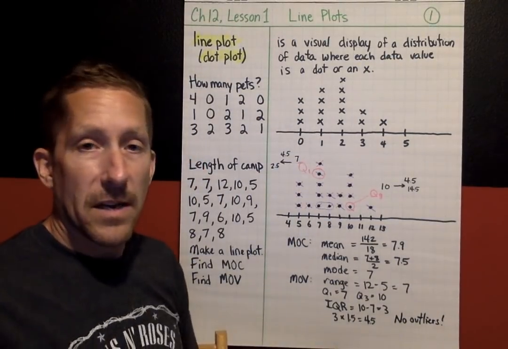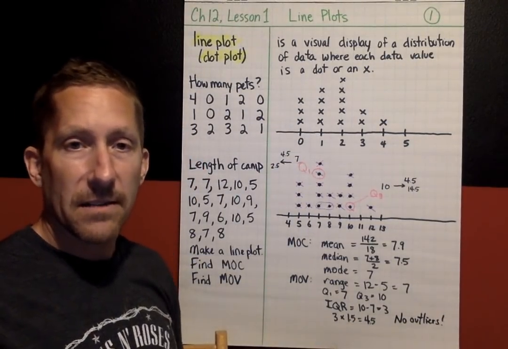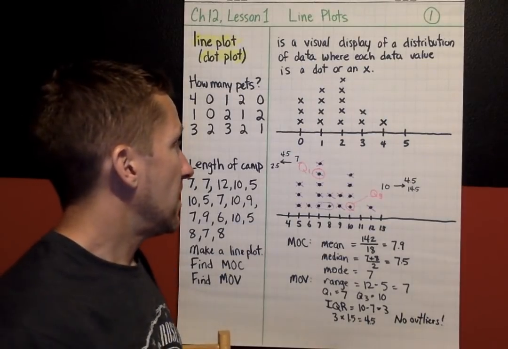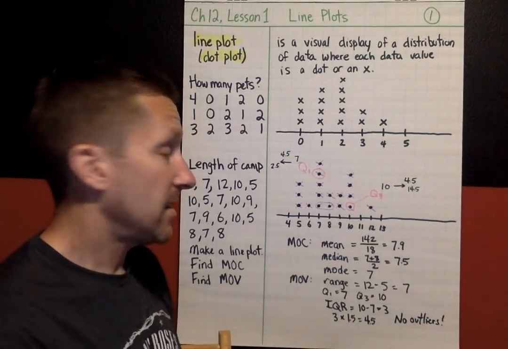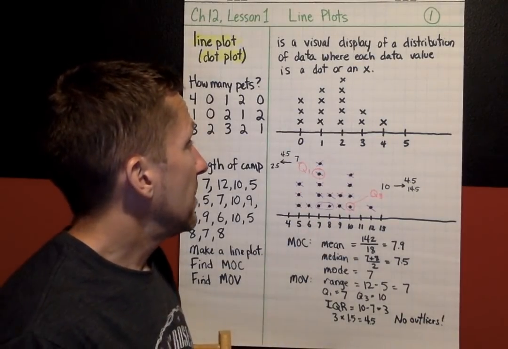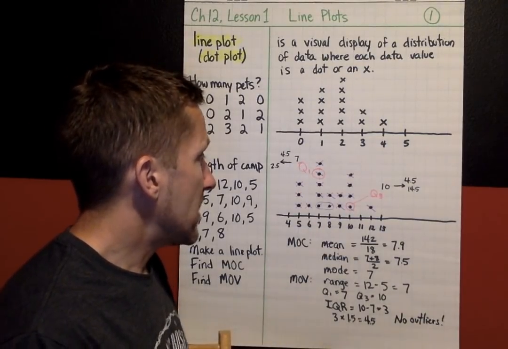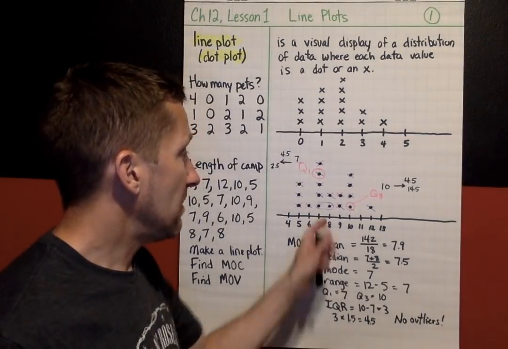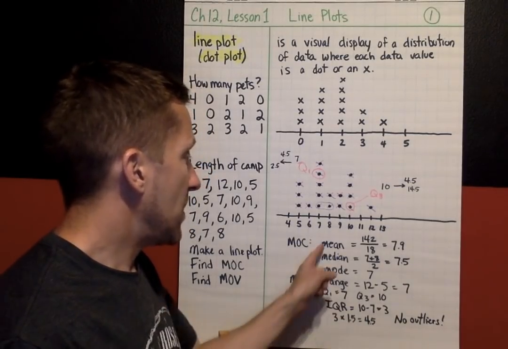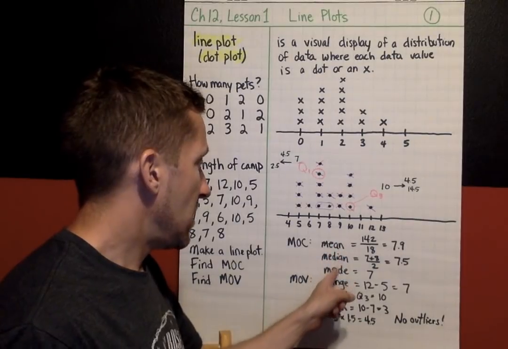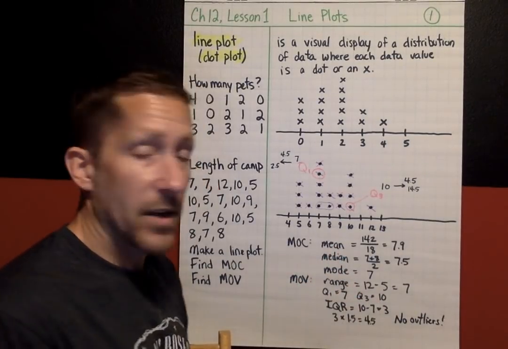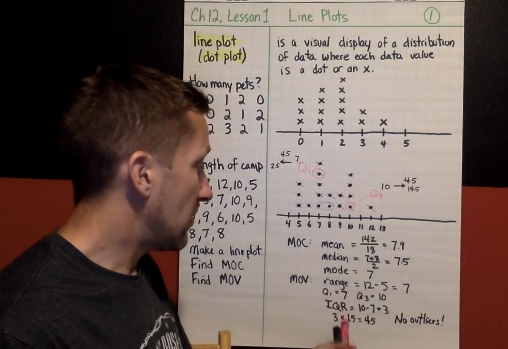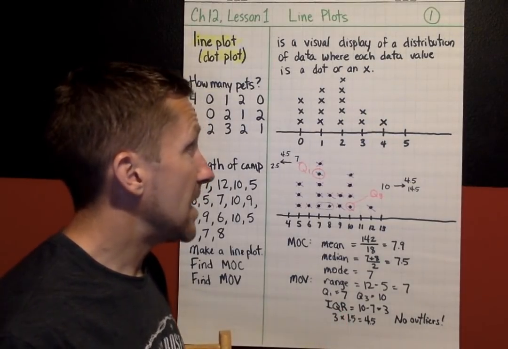Okay, so again, this lesson 1 is a lot of stuff that we've done, and we've actually even seen line plots before, but now you're going to be practicing creating a line plot. You can use X's or dots, and from a line plot, figuring out your measures of center, mean, median, and mode, and measures of variability, range, Q1, Q3, interquartile range, and do you have any outliers?